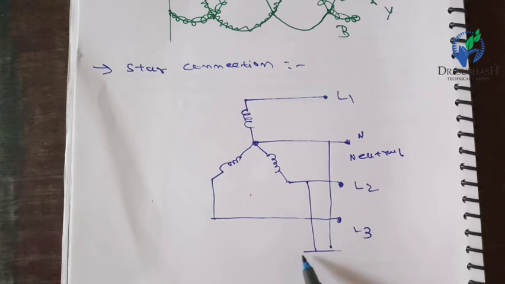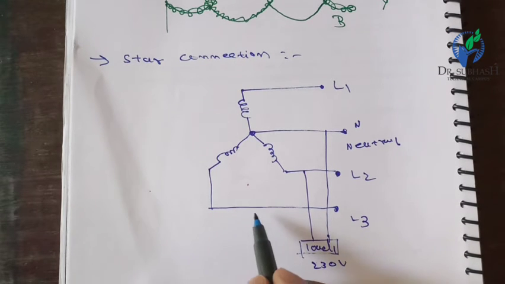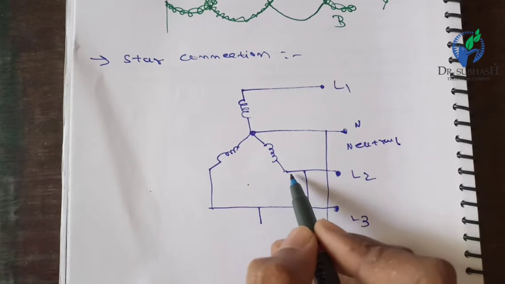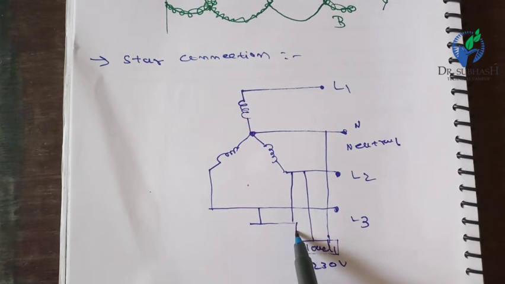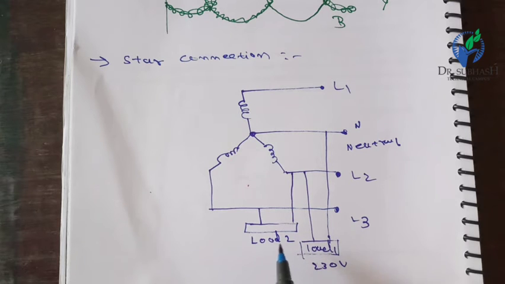So we say that it is load 1, and it is 230 volt. The second one is between line L3 and L2, it is load 2. The voltage between them is 440 volt. It is a simple star connection of a three-phase system.